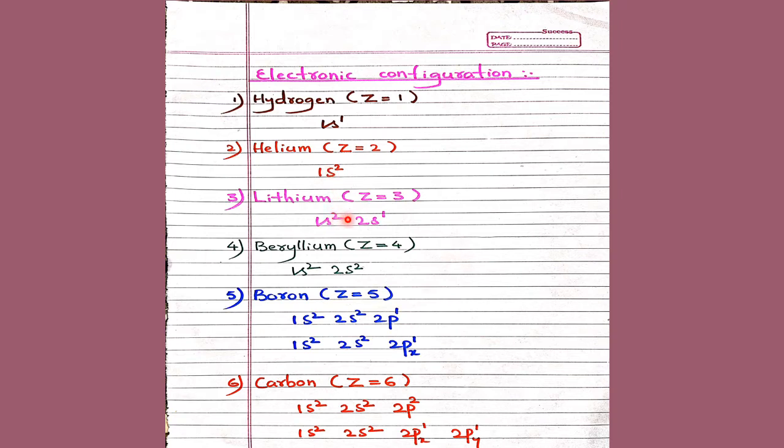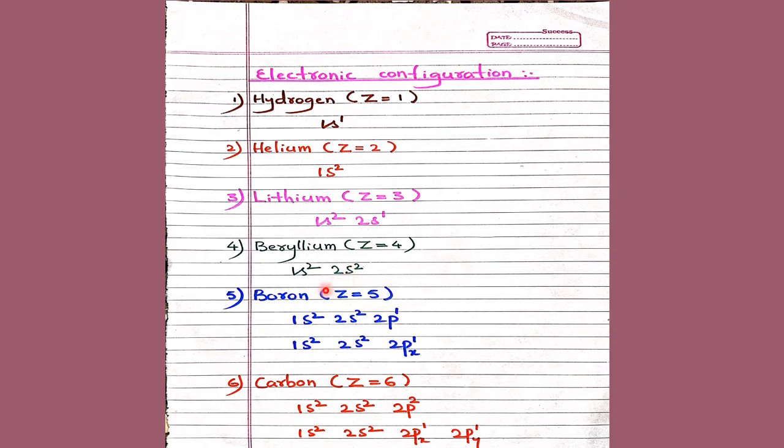Lithium, atomic number 3. Two electrons in the 1s2, and the next orbital is 2s. So only one electron goes there, though the capacity of the s orbital is 2, because there are only 3 electrons in lithium. So 2 electrons in the 1s and 1 electron in the 2s, totally 3 electrons. So it is 1s2, 2s1. Beryllium, atomic number 4, 1s2 and 2s2. So please see the Aufbau principle, that arrow mark.